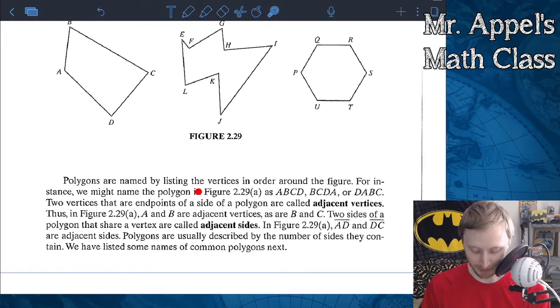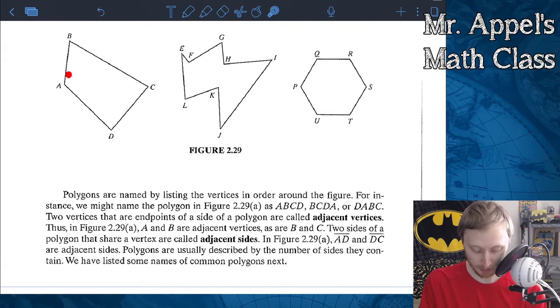Polygons are named by listing the vertices in order around the figure. For instance, we might name the polygon in 229A as ABCD, or BCDA, or DABC. Notice they've all gone clockwise. That's generally going to be the consensus, mostly clockwise direction there.